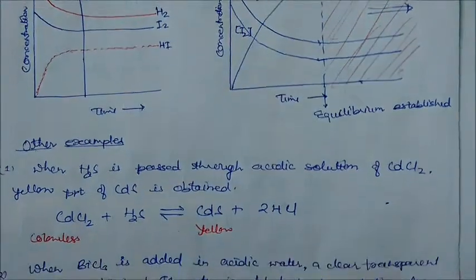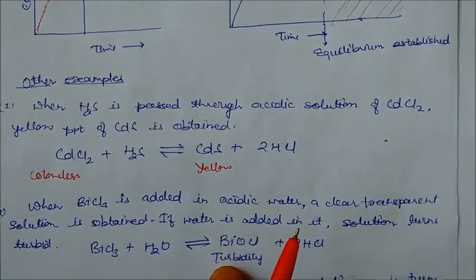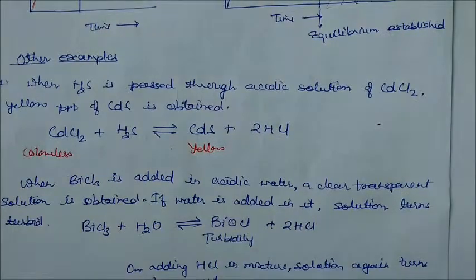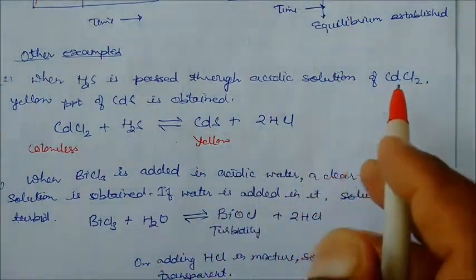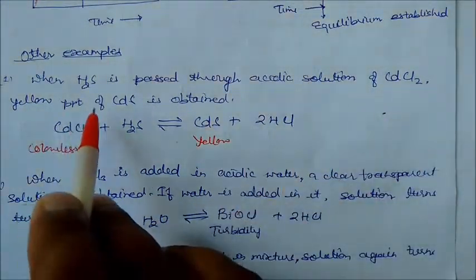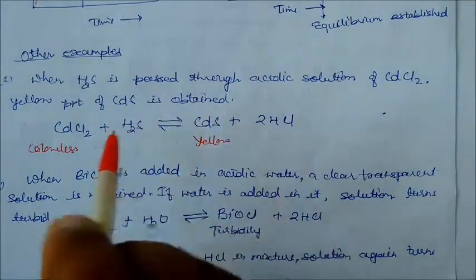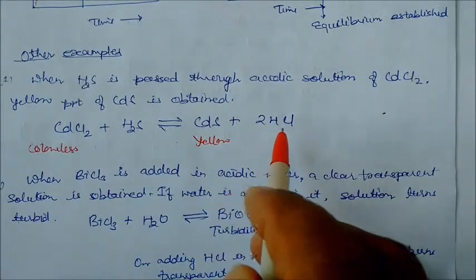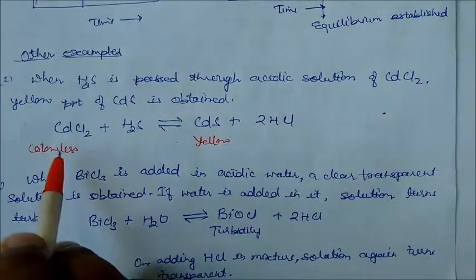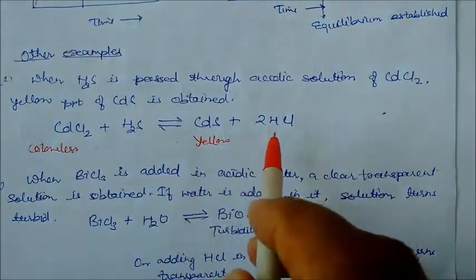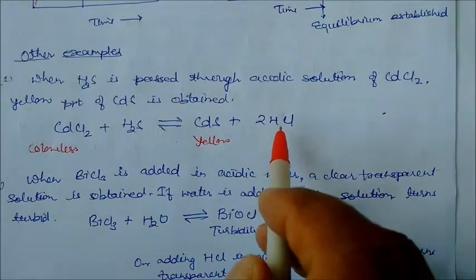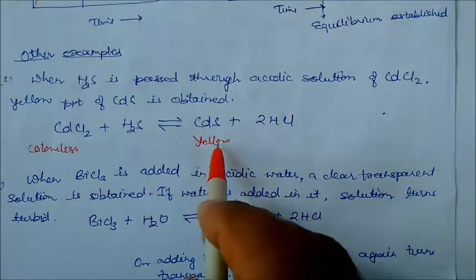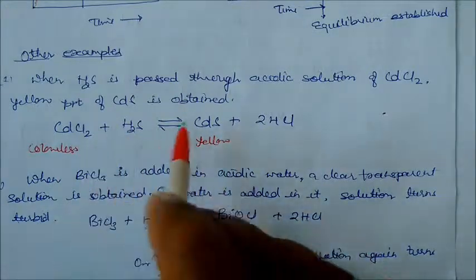Now let us see some other examples. When H2S is passed through an acidic solution of cadmium chloride, a yellow precipitate of cadmium sulfide is obtained. Cadmium chloride plus H2S gives cadmium sulfide plus 2HCl. It is colorless and converts to yellow. When you add HCl, what will happen? This yellow will convert into colorless. This is a stage of equilibrium.